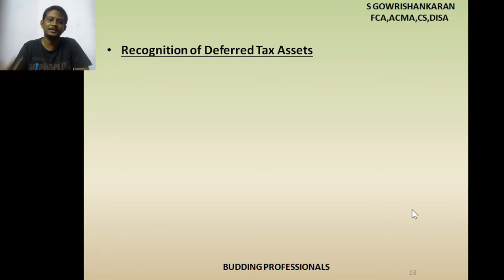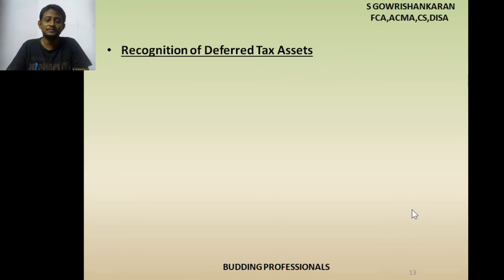Correct? Initially crediting, subsequently debiting. Debiting means we have to debit our P&L account. When will we debit our P&L account? If we have profit only, we will debit our P&L account. Correct or not? If we have a profit, then only we can write off this tax. Then only we can charge off this tax. If we don't have profit, how can we charge off this tax? That is called recognition of deferred tax asset.